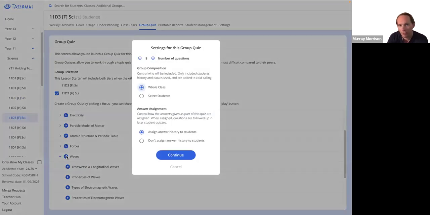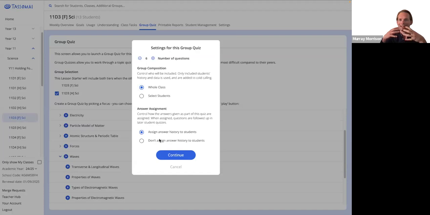Now, at this point, we're going to ask you a couple of questions. How long do you want this quiz to be? Between 4 questions and 12. Let's say 6 questions. Is this for the whole class or for a group of students? So we'll come back to that in a second. And then do you want to assign answer history to students or not? Let's deal with that first.